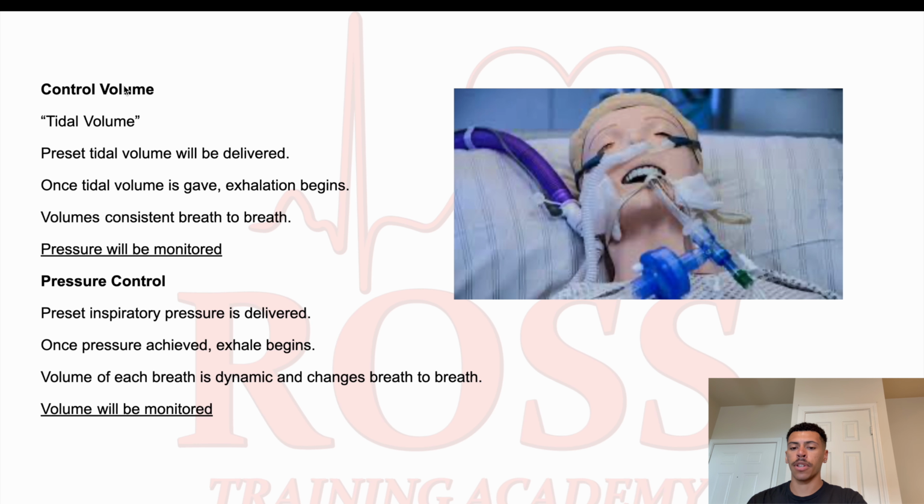Next one, we have control volume. This is going to be based off of the tidal volume. You might hear people call it tidal volume. You're going to preset the tidal volume that will be delivered to the patient.